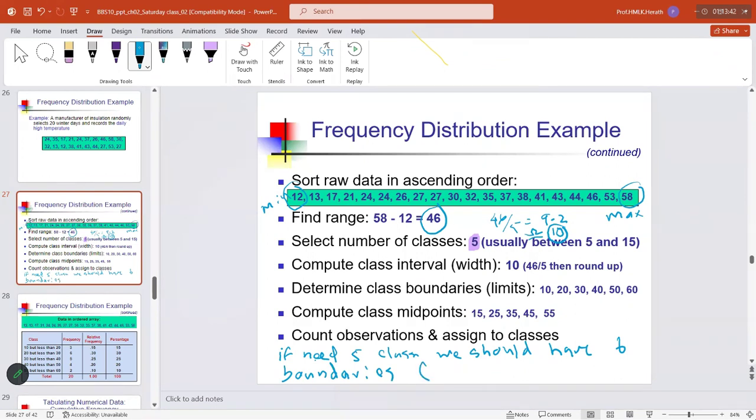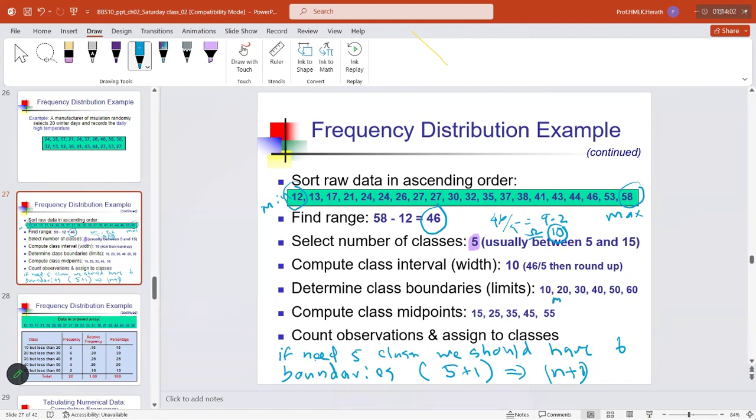So it is 5 plus 1. So that equals n plus 1 boundaries, n classes and n plus 1 boundaries. So now we have set the boundaries. After we set the boundaries, we will estimate the midpoints.